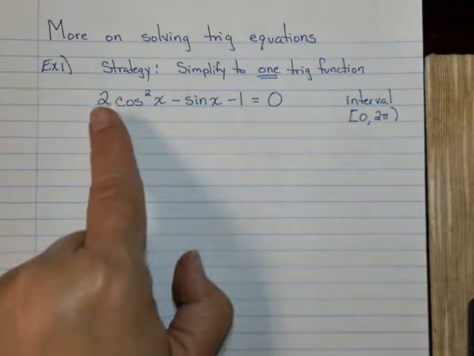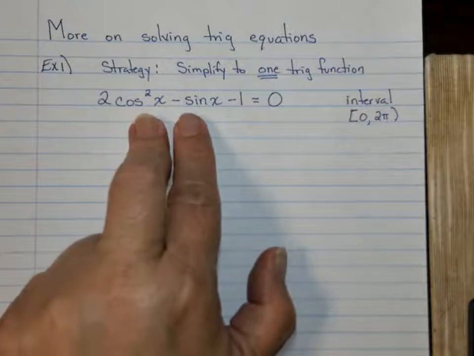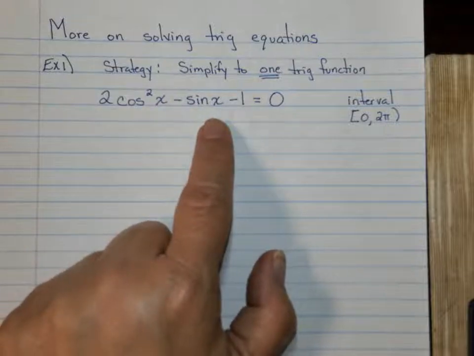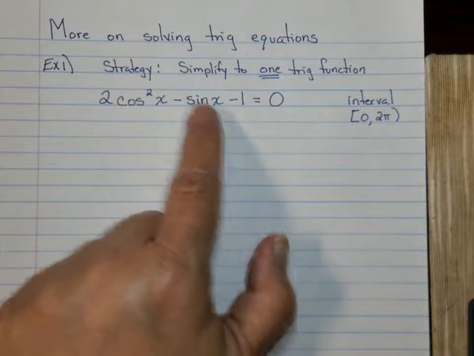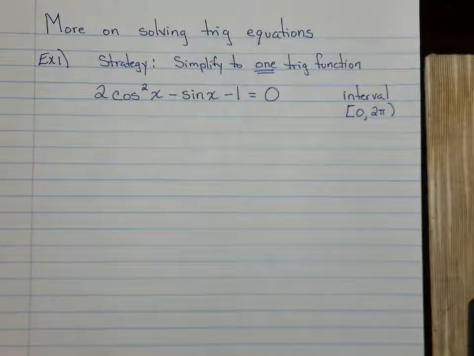So when we take a look at this equation, we can't solve it in its current state because we have both the cosine function and the sine function. And if we have two trig functions in our equation, we are not going to be able to solve like that. Okay? So we're going to have to either get this cosine squared x to be in terms of sine, or we could get the sine x to be in terms of cosine squared x.